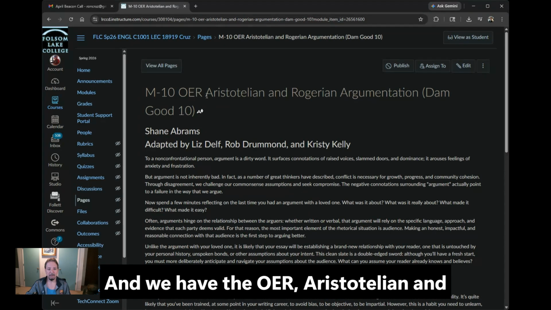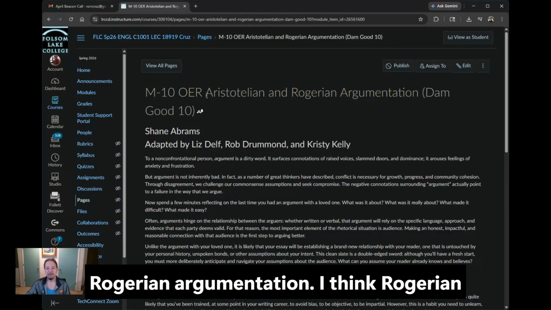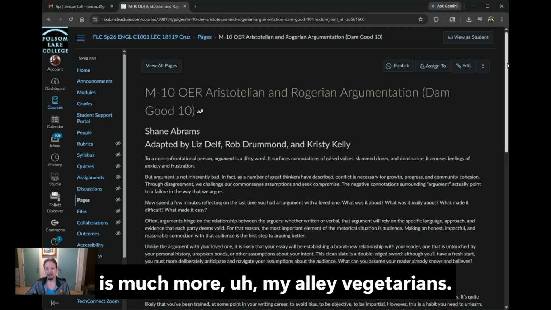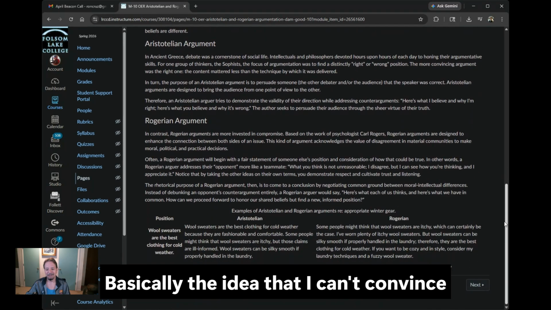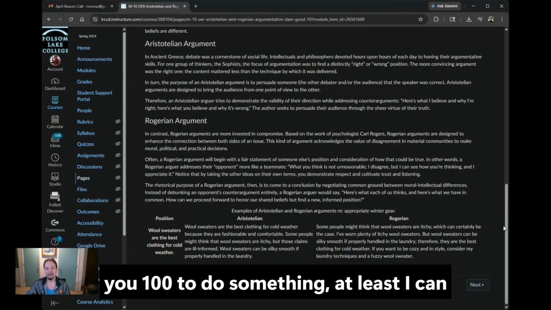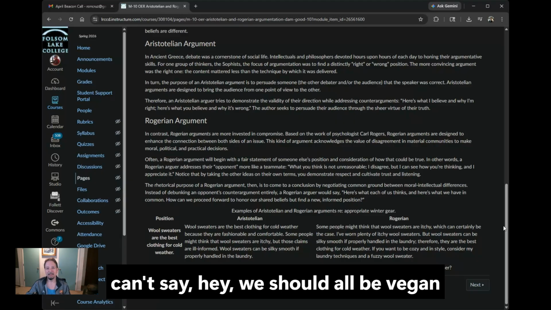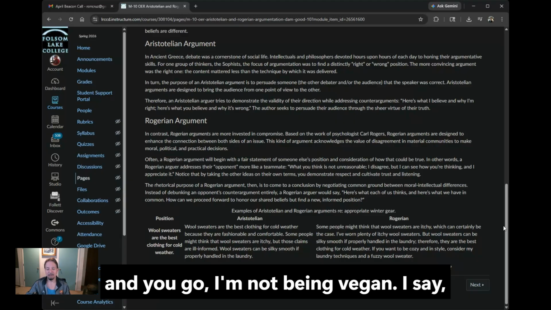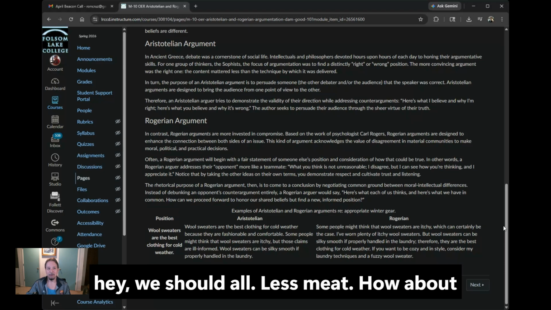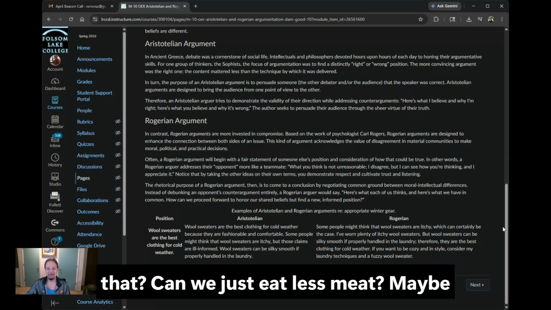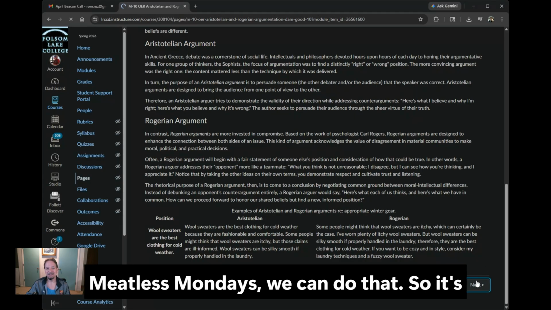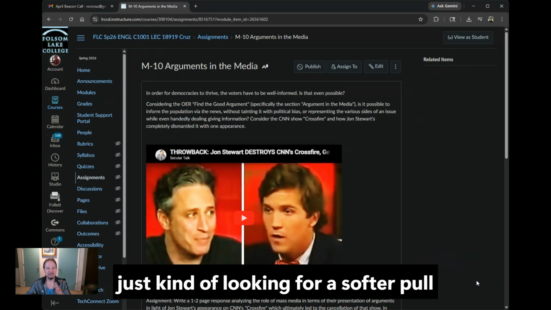Then we have the OER Aristotelian and Rogerian argumentation. I think Rogerian is much more up my alley. Rogerian's basically the idea that I can't convince you 100% to do something, at least I can kind of move you in the direction. If I can't say, hey, we should all be vegan, and you go, I'm not being vegan. I say, hey, we should all eat less meat. How about that? Can we just eat less meat? Maybe meatless Mondays, we can do that. So it's just kind of looking for a softer pull in the direction that I'm arguing.